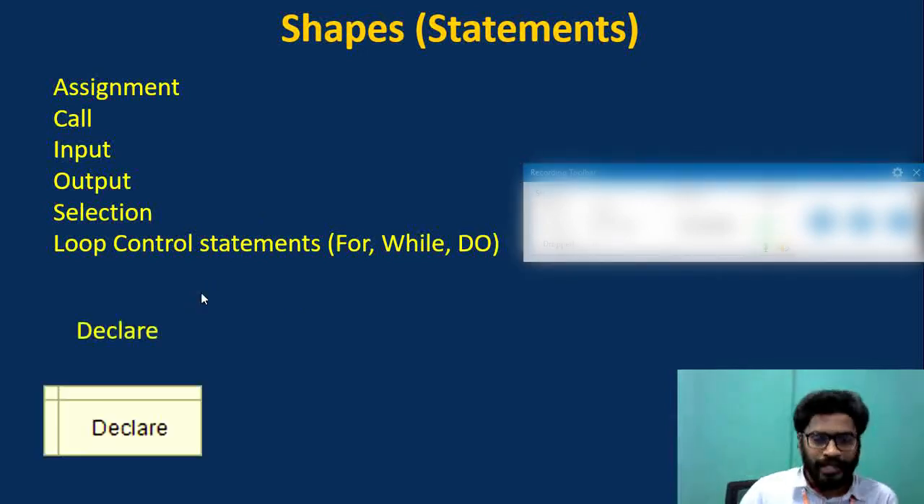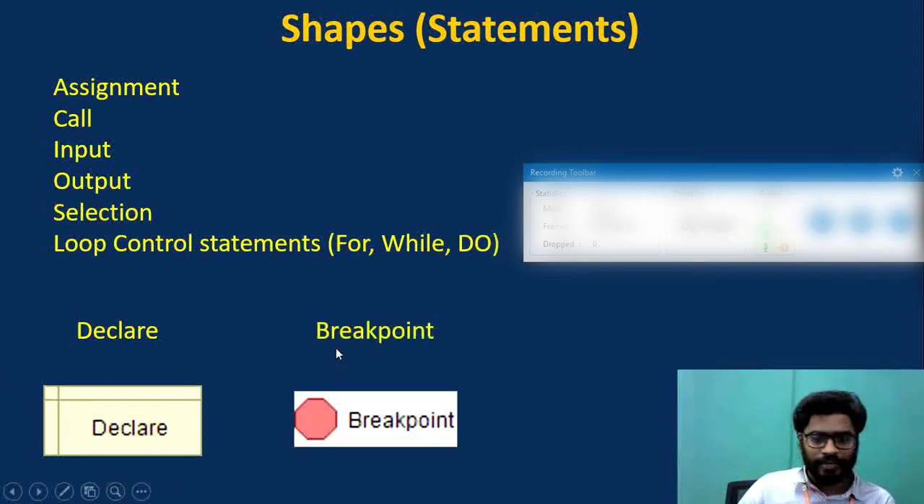One is the declaration shape. Before using any variable, you are supposed to declare it. Declaration is nothing but allocating memory for that variable in the computer. So before you use any variable in your algorithm, you must allocate space for that variable by using a statement called the declaration statement.